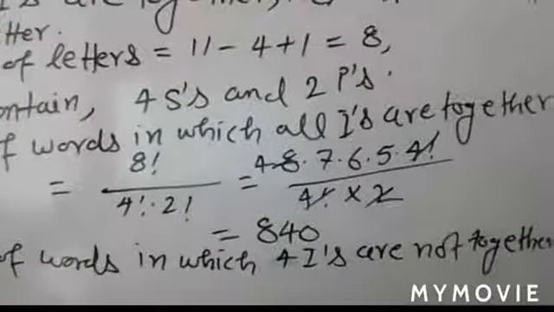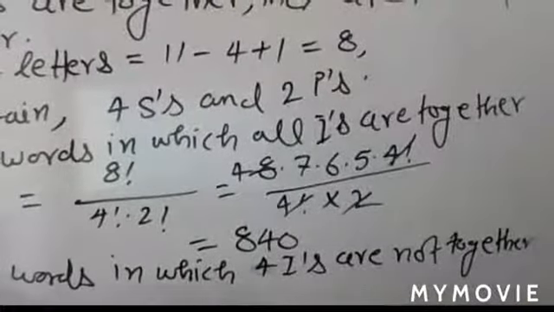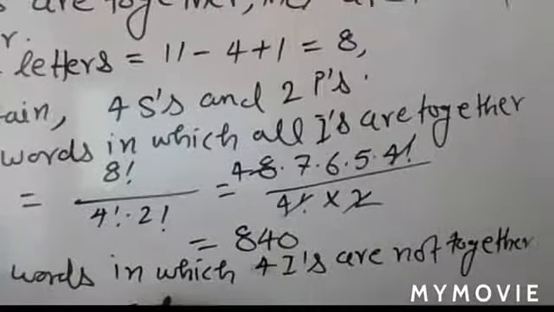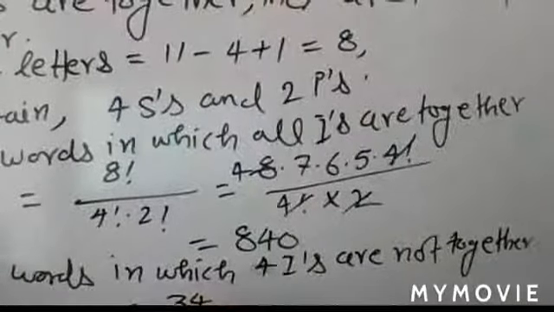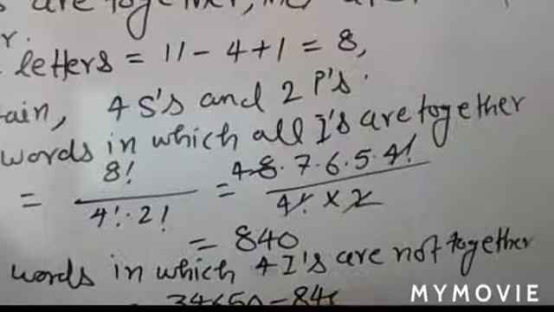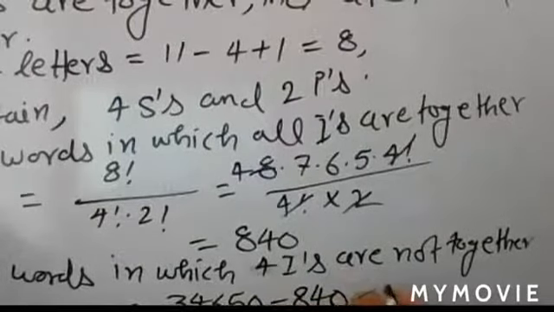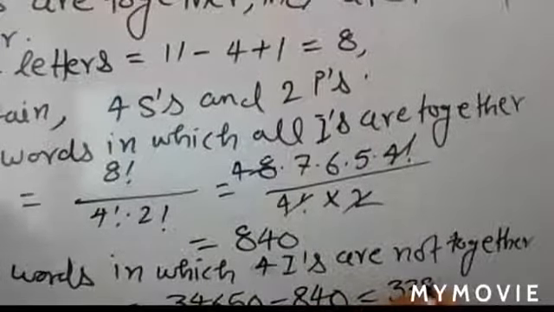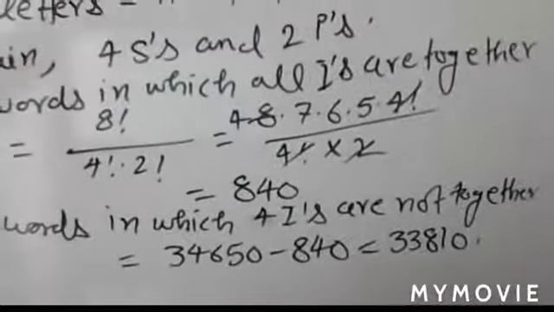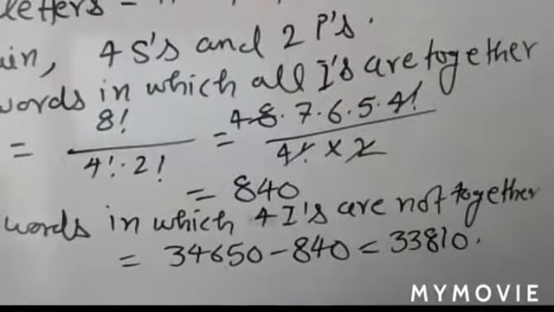The total number of words in which the 4 I's are not together is equal to the total number of words, which is 34,650 minus 840. Solve it. So you have 33,810. That gives the total number of words in which all the I's are not together. So everyone getting this concept?